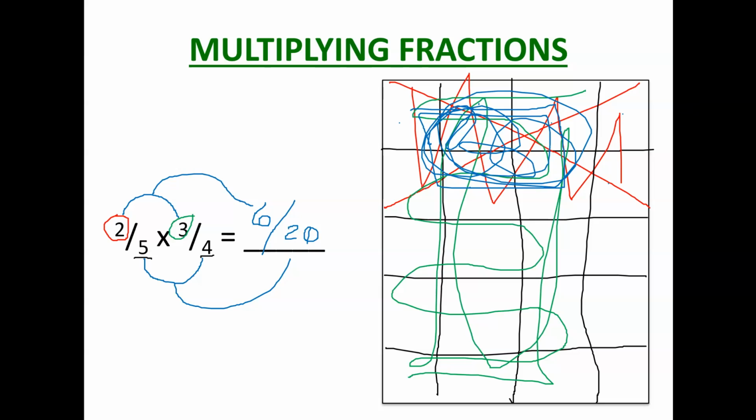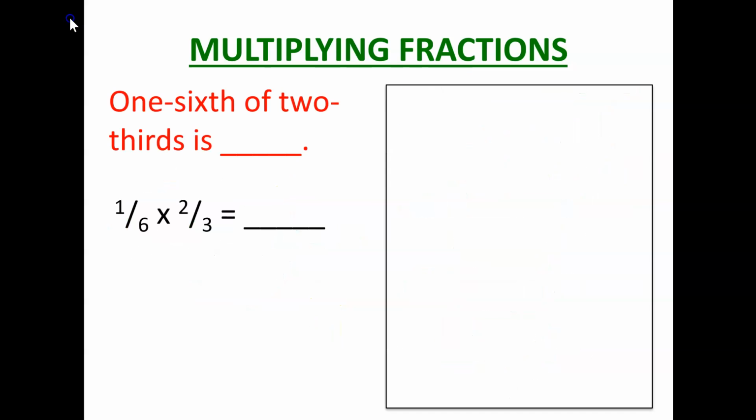But wait, 6 and 20 are both even. That means they can both be divided by 2, which allows us to simplify. 6 divided by 2 is 3. 20 divided by 2 is 10. So our final simplified answer is 3/10.